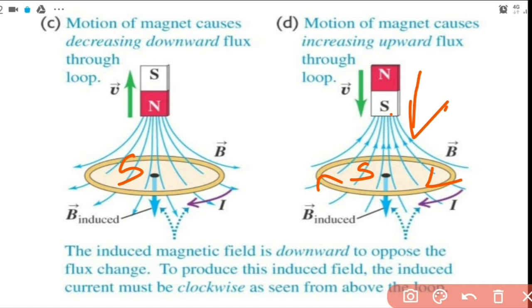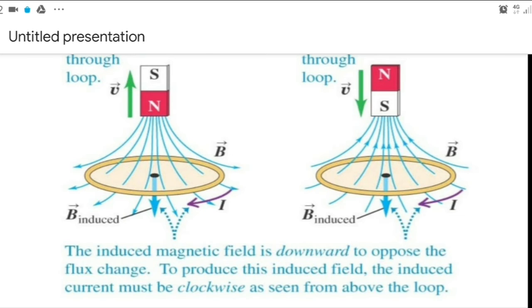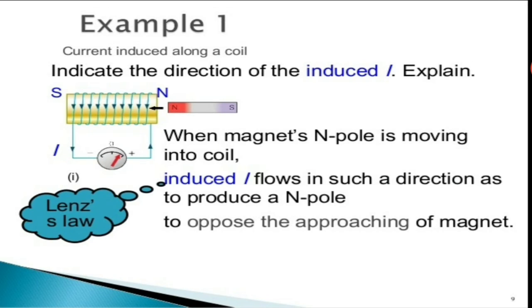So holding the right hand thumb in the downward direction, when we look for the current, it will be in clockwise direction. So in both the ways we can look for the direction of induced current. Now here comes another example.